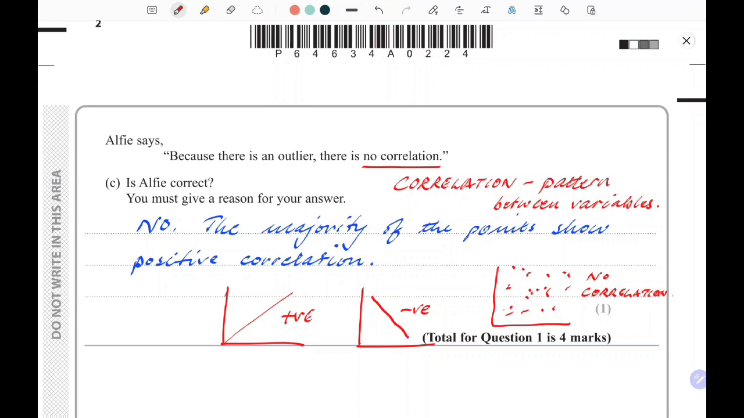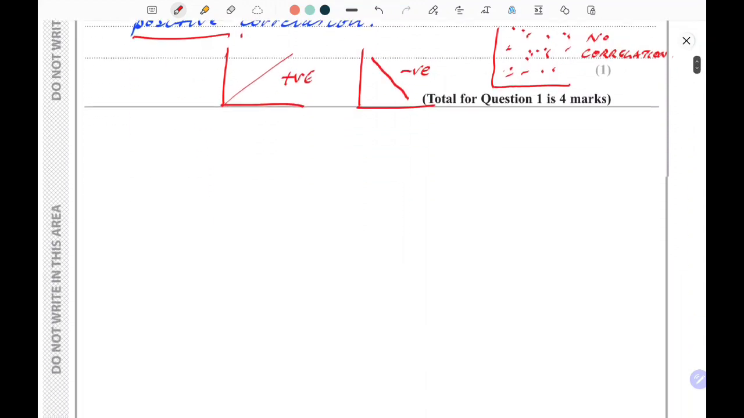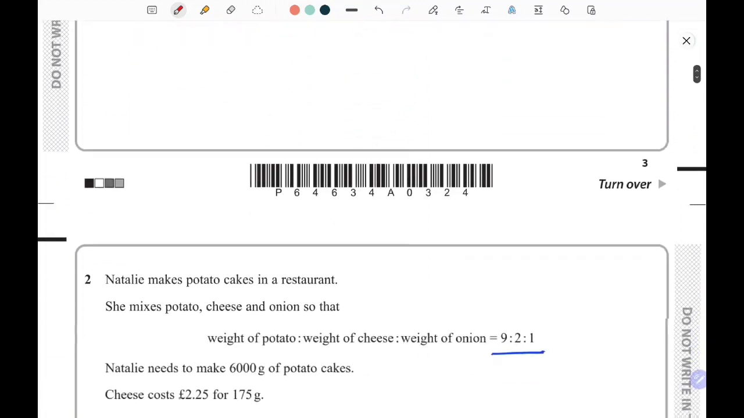So in this case, the question is asking, is Alfie correct? And the answer is no. The majority of the points show positive correlation. They all do fit a pattern. There's just one that is an outlier. So in this case, we will say there is positive correlation. Okay, question 2.